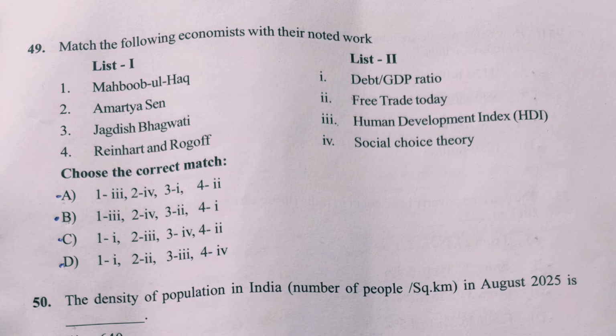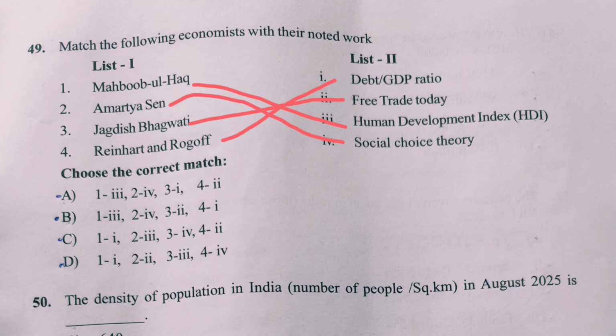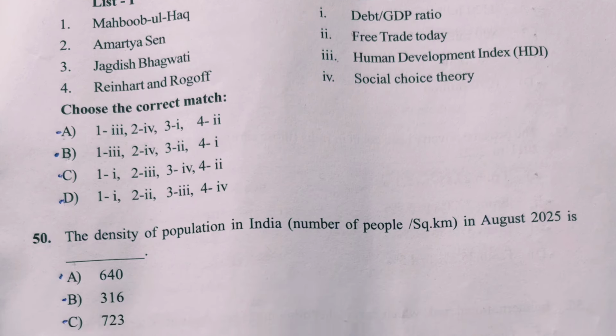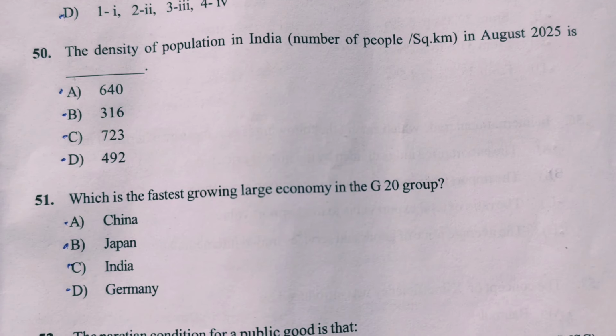Match the following. So Mahbub ul Haq will go with the Human Development Index. Then we have Jagdish Bhagwati, so free trade theory. Then we have Reinhart, will go for debt to GDP ratio. Amartya Sen will go for social choice theory. Okay, so you can match the correct options now.